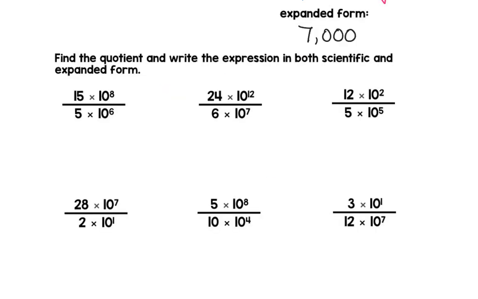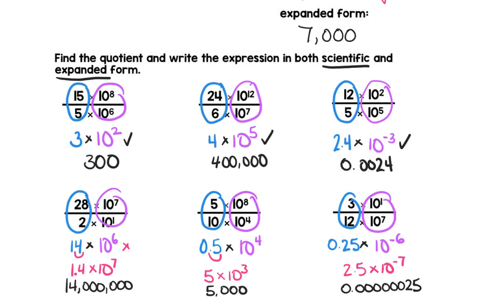Try the practice problems on your own. Make sure that you are putting them both in scientific and expanded form after you do the division. Make sure you're adjusting that for scientific notation. Here are the answers. 3 times 10 to the second power, or 300. This was already in scientific notation after we divided. 5 times 10 to the fifth.